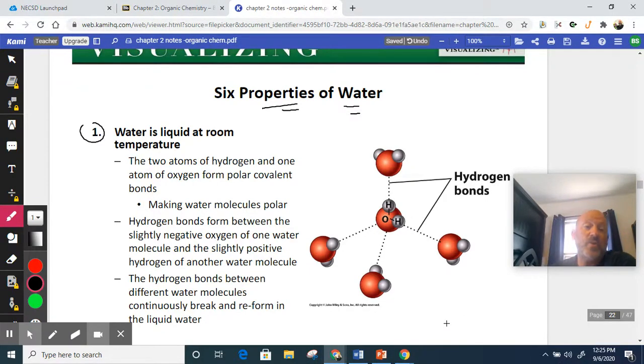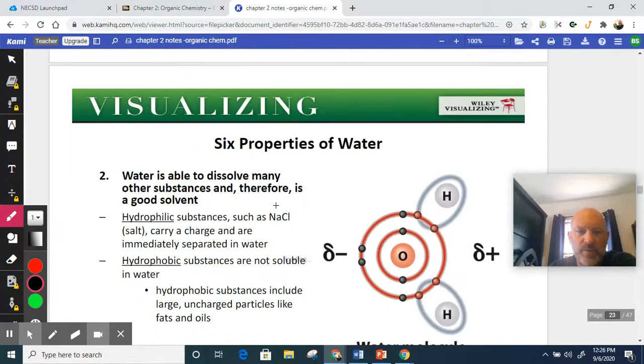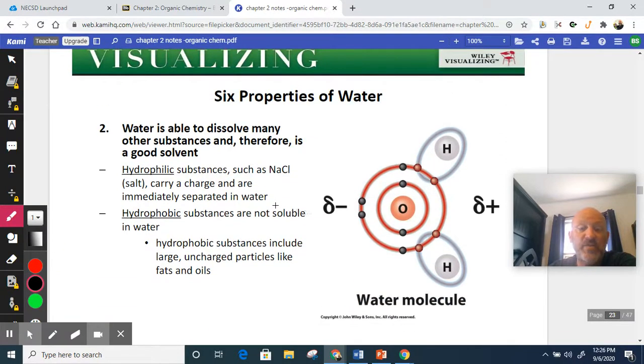First one being that water is liquid at room temperature. This is very important because, as you know, water can go from a liquid to a vapor or from a liquid to a solid. And it's very important that we keep water in its liquid form, especially when it's occupying our bodies, right? All right. So water is liquid. It's the universal solvent. It's able to dissolve other substances. All right, so that's also very important.